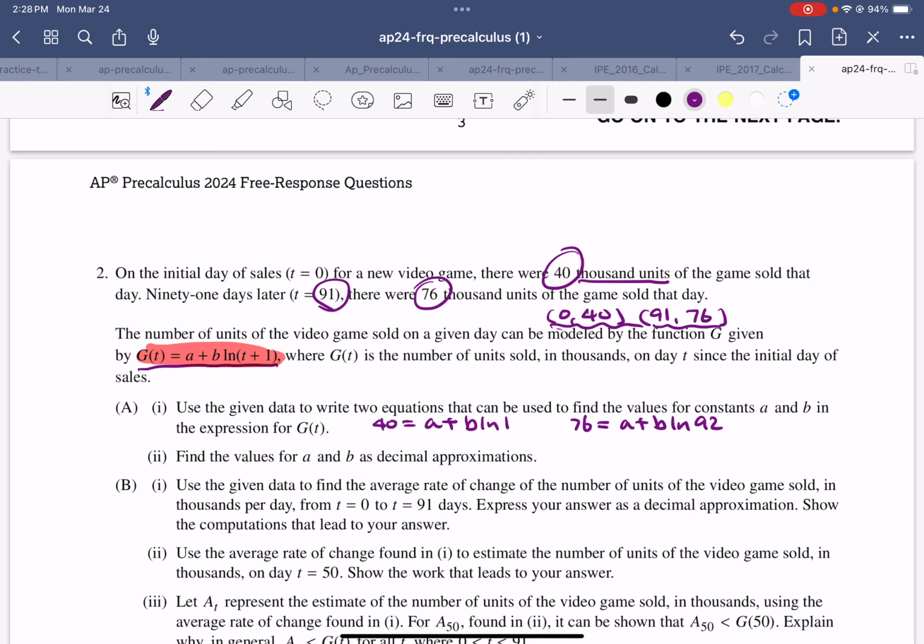Now find a and b for the second portion as a decimal approximation. Since ln 1 is 0 here, a itself is 40. Then you plug this into the other equation: 76 equals 40 plus b ln 92. So b is 76 minus 40, which is 36, divided by ln 92. Once you plug it into the calculator, this is approximately 7.961, to 3 decimal places. Those are the b value, and the a value is this. Those are the answers.